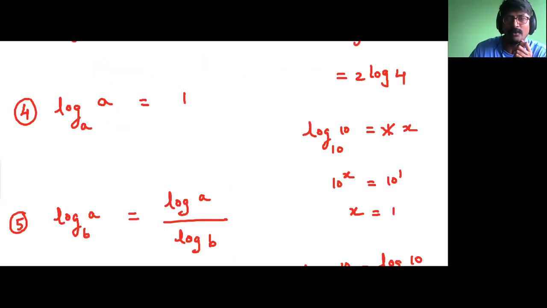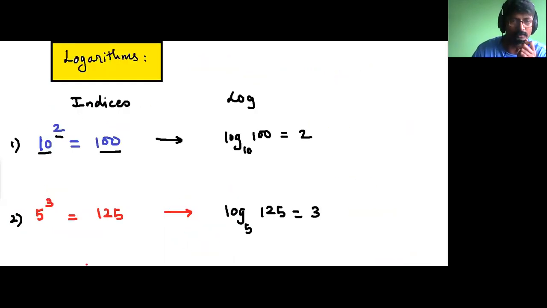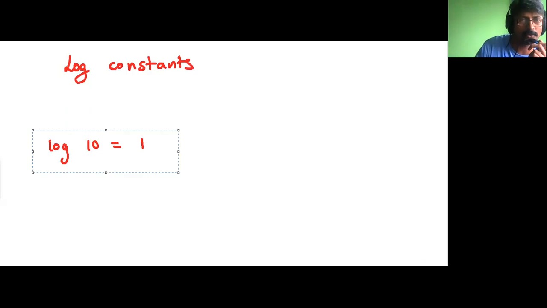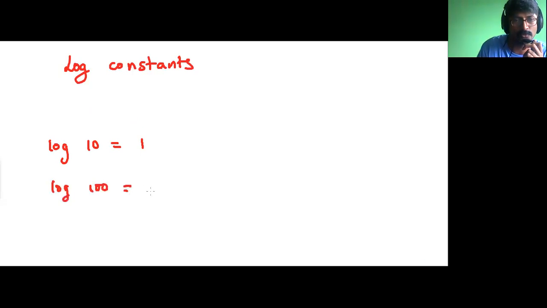Now, a very important thing is the log constants. What are the log constants? Look at this. Log 10 is always equal to 1. Log 100 is always 2. And log 1 is 0.